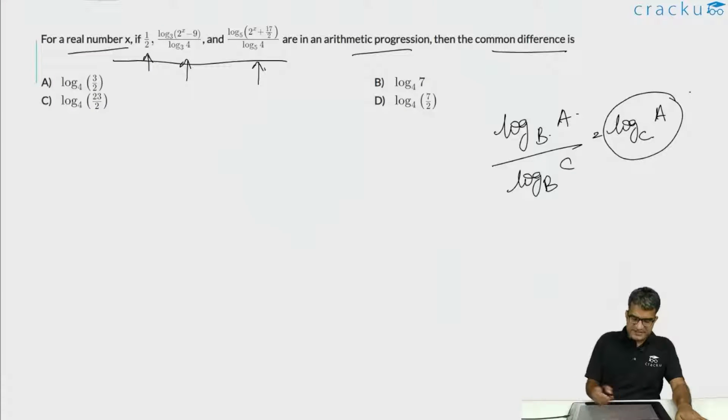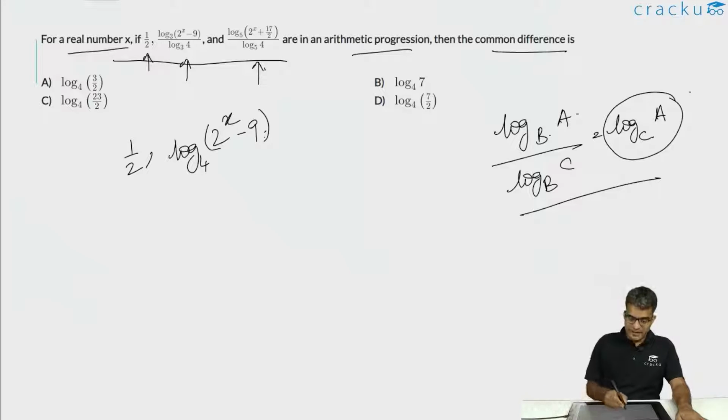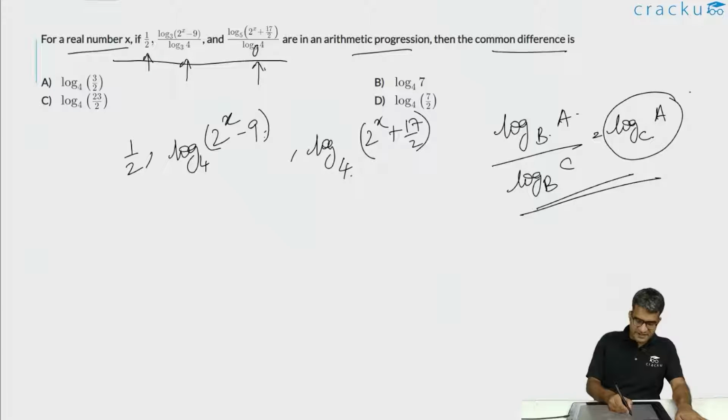In this particular case, the three terms will be 1 by 2, comma, log of (2 to the power x minus 9) to the base 4. We have just applied this formula, and log of (2 to the power x plus 17 by 2) to the base 4. Again, we have applied the same formula. In the first case, the common base is 5. In the middle term, the common base is 3, which can be eliminated from the numerator and denominator. Now, 1 by 2 also we can write as log of 2 to the base 4.